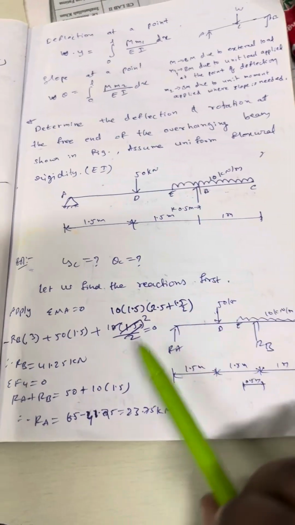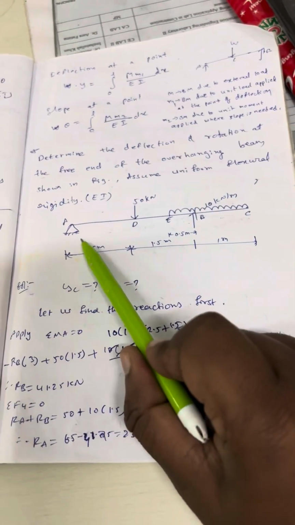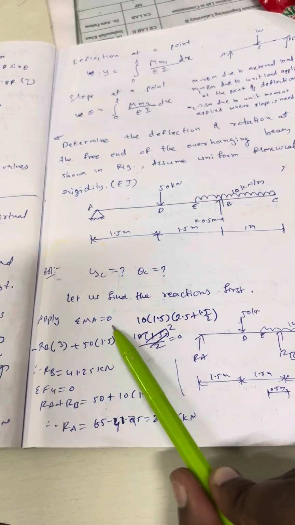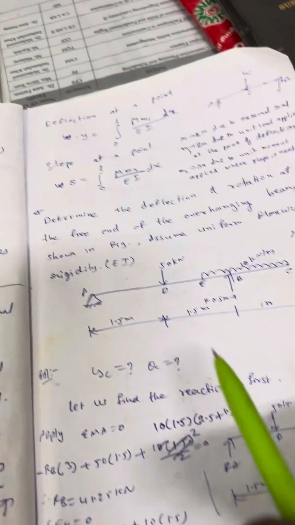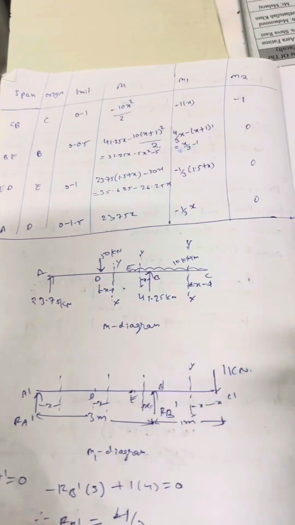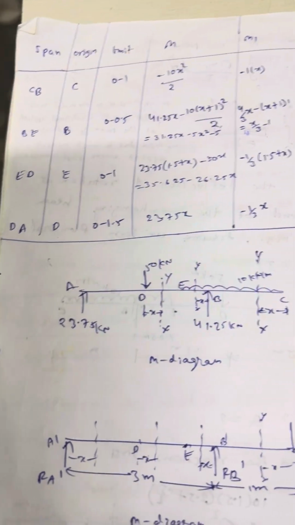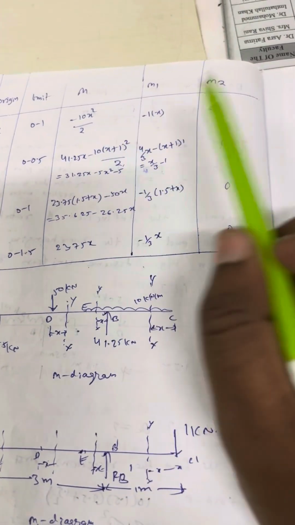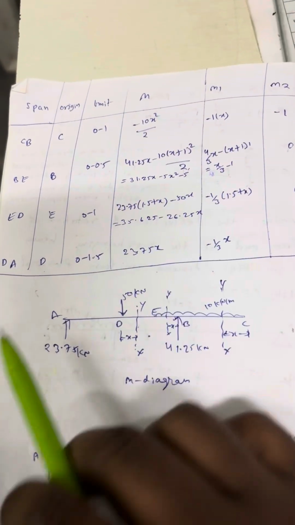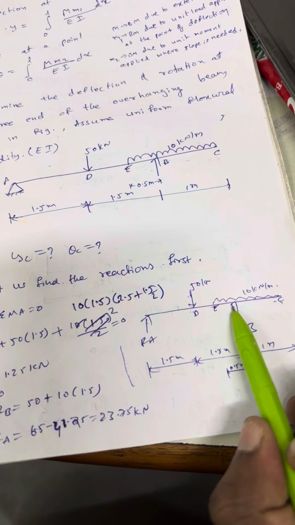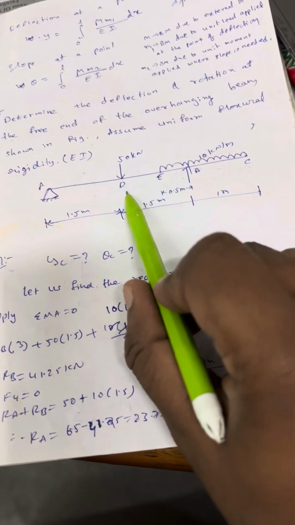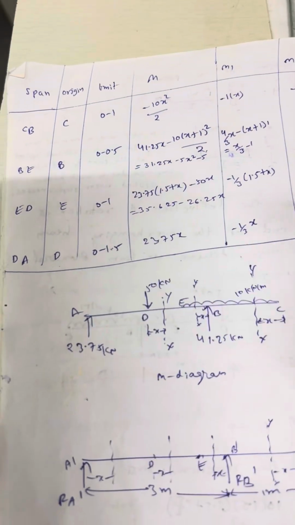So in the unit load method, the first step is to find the reactions, these reactions RA, RB. Using sigma moment about A equal to 0 and sigma Fy equal to 0, we can find the reactions. Then we need to write a table like this, which consists of span, origin, limit, M, m1, m2. So we need to find the M equations here: CB, BE, ED, DA. Limits 0 to 1, 0 to 1, 0 to 0.5, 0 to 1.5. These are the limits, and the origins are C, B, E, and D.